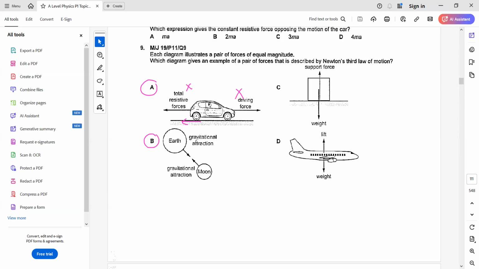B, Earth's gravitational attraction and the moon. Yeah, they both are the same nature. That's perfectly fine. So I'll go with B. Let's see C. So C is incorrect. Why? Because they're saying it's weight and support force.